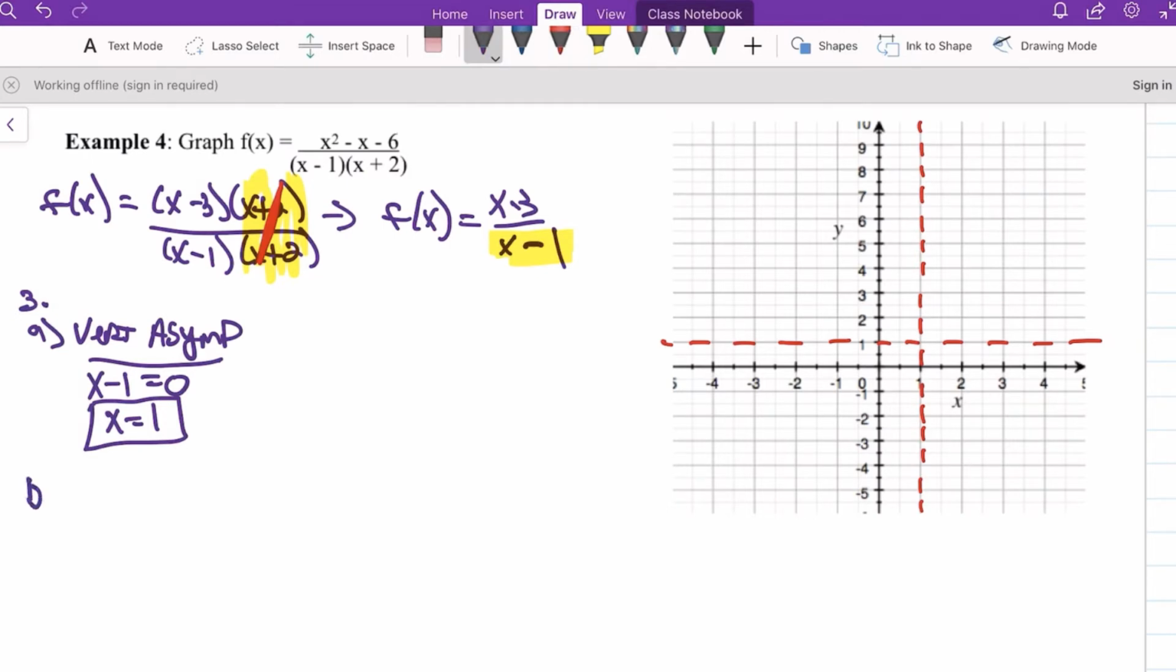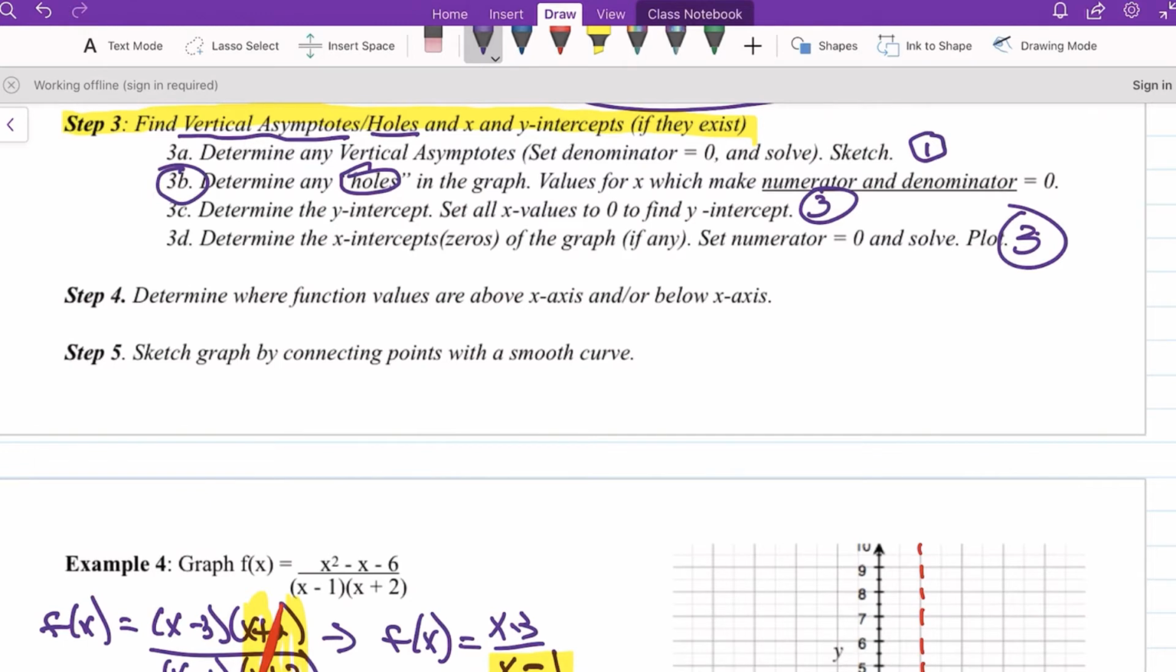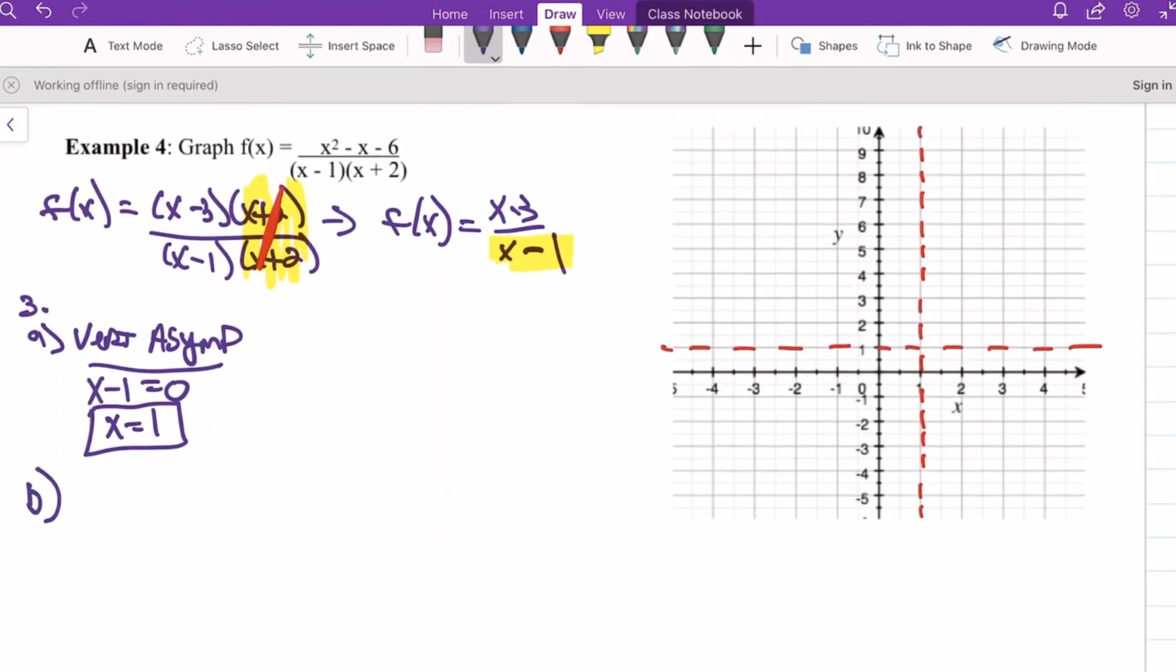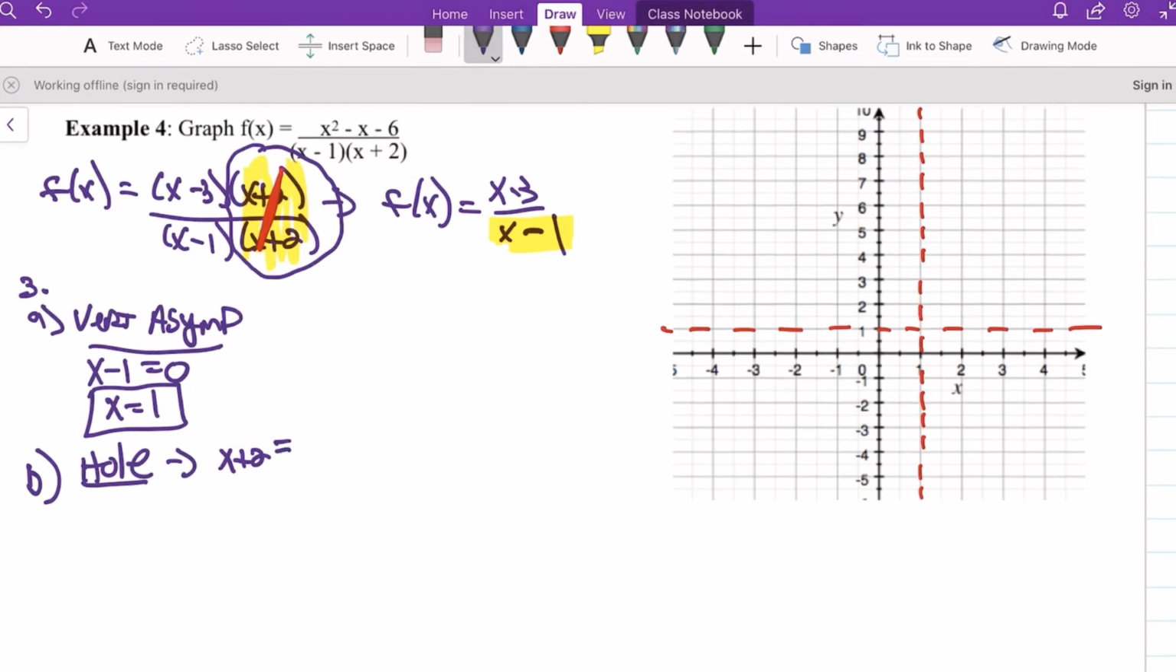Now we're going to go to the next part, and if we scroll up to step 3b, it says determine any holes in the graph, and we've already identified that. We said from earlier that any factor that was canceled in the numerator and the denominator is going to create a hole. What creates the hole is this factor x plus 2. If you remember from video 2, you take your canceled factor, x plus 2, and you set that equal to 0. Now we just solve that, so we have x equals negative 2.